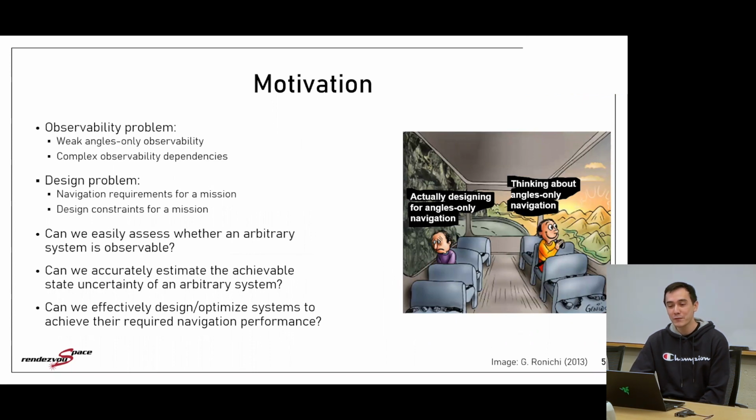So we have a problem here, right? We have an observability problem with angles-only navigation. We have complex dependencies, and if we want to apply this to a system, we have a design problem where we have some navigation requirement we want to hit, and we also have some design constraints we have to meet. So the question is, can we easily assess whether an arbitrary system is observable? Can we then accurately estimate the achievable state uncertainty? And can we effectively design or optimize a system to actually achieve that performance in preferably an automated and easy way?